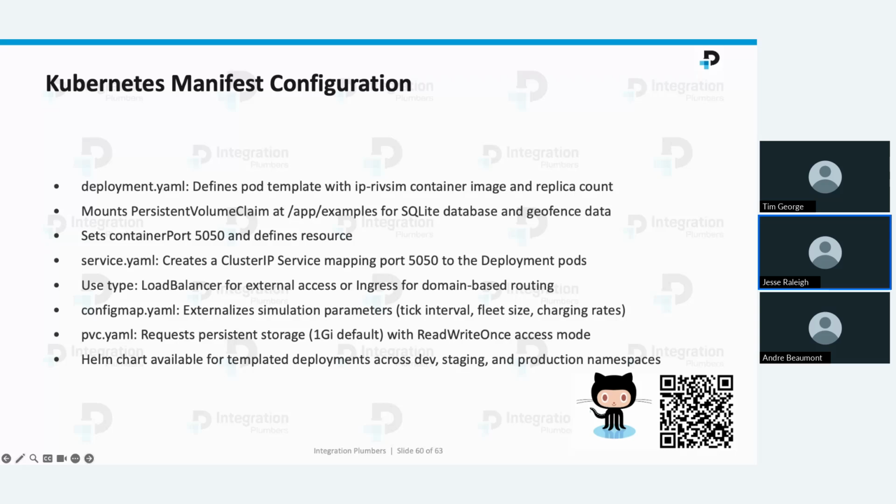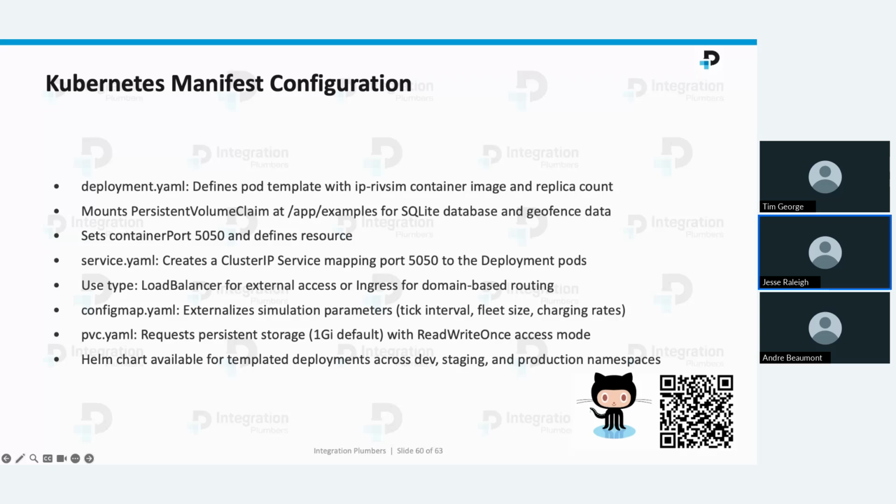Here, we're looking at the individual Kubernetes manifest files that make up the deployment. The deployment YAML is the core resource. It defines the pod template with our Rivian simulator container image, sets the replica count, and configures the volume mount for the examples directory. Service YAML creates a stable network endpoint within the cluster.